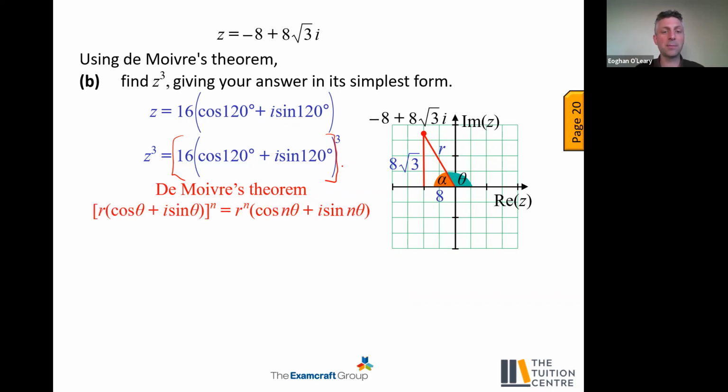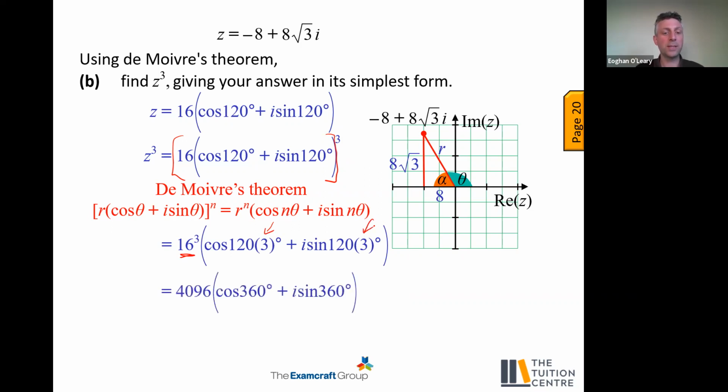And as I said, the modulus, which is 16, would be raised to the power of 3. And the argument, which is the 120, would be getting multiplied by 3. So in this case, 16 to the power of 3 would be equal to 4096. 120 times 3 would be cos of 360. So we're going to have the cos of 360 plus i sin 360.